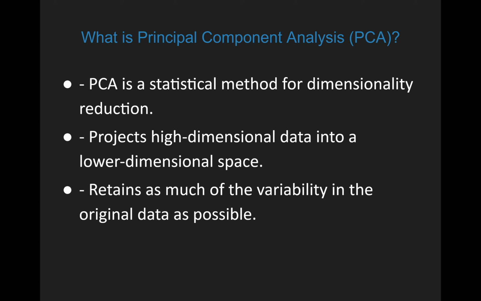The key idea behind PCA is to find a new coordinate system where the axes correspond to the directions of maximum variance. The new axes are known as principal components, and each subsequent component captures less variance than the previous one. By projecting the data onto these components, PCA reduces the number of features, eliminating redundant and less informative dimensions.